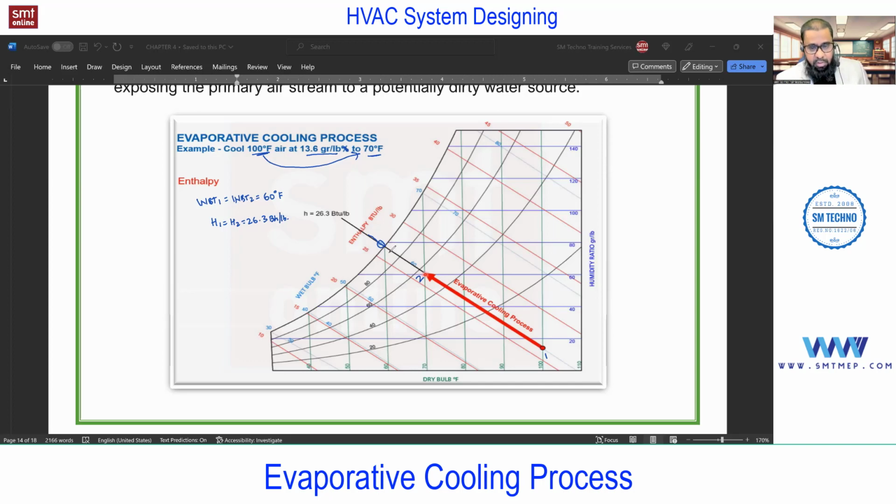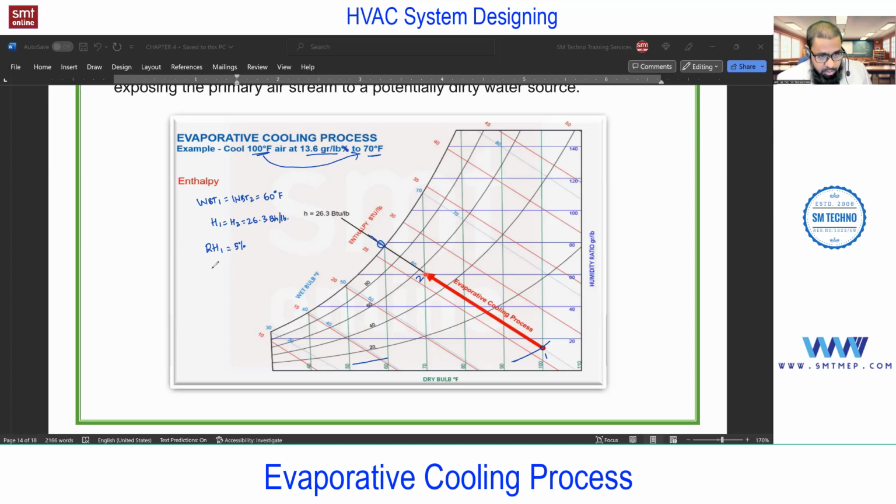Okay, additionally we are not adding any heat, so the enthalpy change is the same. Next, if you talk about RH, RH1 is very low. You see this line, this is 10, this is 20, so this is less than 10, nearly 5%. You can check in the psychrometric chart with this condition also.